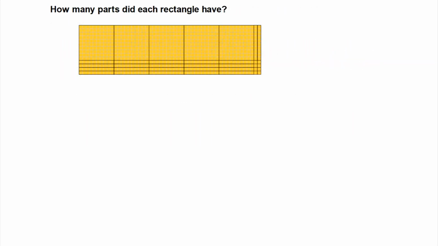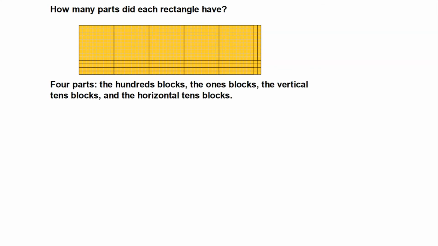Let's take it up to a higher level now and say, how many parts does each rectangle have? Well, we can say that there are actually 4 parts. There are the hundreds blocks, which are right here. Those are the 10 by 10 blocks. Then there are the ones blocks. Those are down here. That's the 2 by 4 block. Then there are the vertical tens blocks here. And then finally the horizontal tens blocks at the bottom.